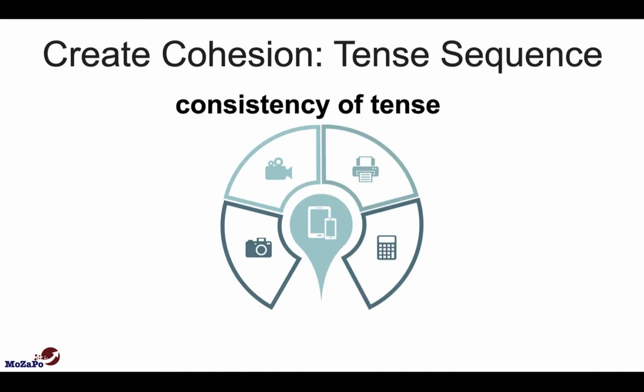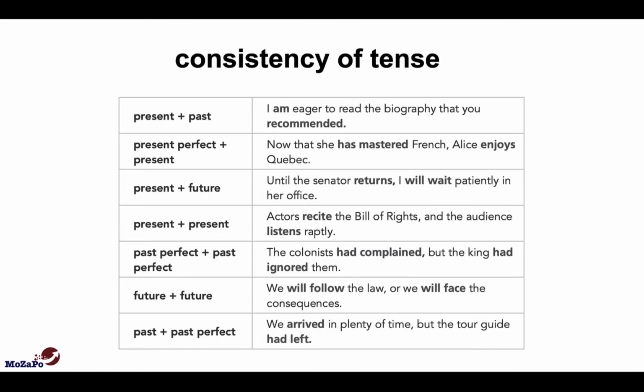Now, to have cohesion in your writing, in your essay, you should pay attention to your tense sequence. It's about consistency of tenses. When you use different tenses, there should be consistency. For example, here we have a combination of tenses, but logically they should match. For example, the first one: I am eager to read the biography that you recommended. You recommended the biography yesterday, and I am eager to read it. So there's a connection and consistency of the tense.